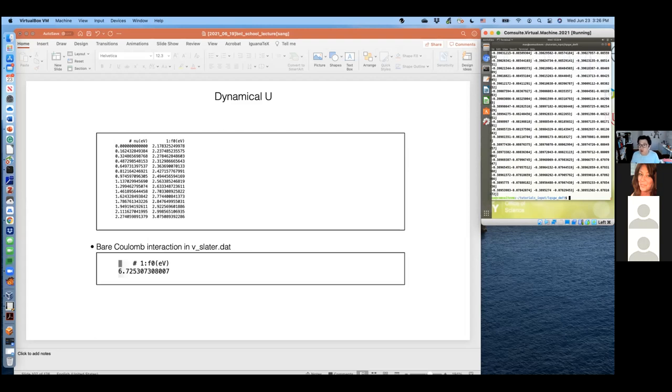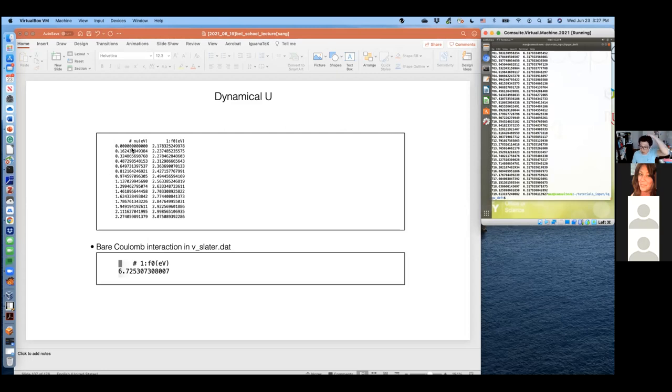In the meantime, we have the final answer. We finally converged the qsGW+DMFT calculation. So that's good. Let's first take a look at the dynamical U value. If I type cat u_slater.dat, this is the file format: the first column is the Matsubara frequency, the bosonic Matsubara frequency, and the second column is the F0 value. However, if we're treating a d, p or f shell system, there will be more than F0: F0, F2, F4, and so on. If you open the v_slater.dat file, it tells us the high frequency limit, which in this case is 6.72.